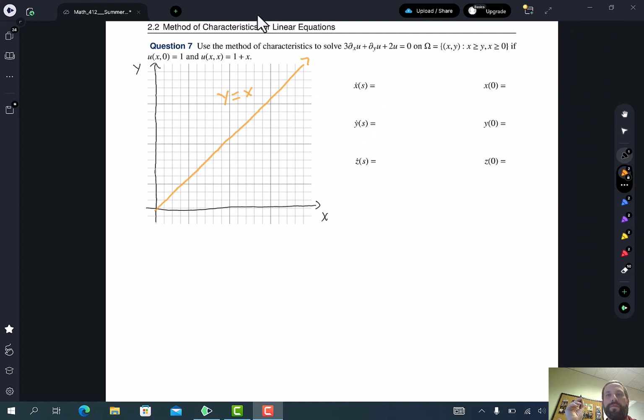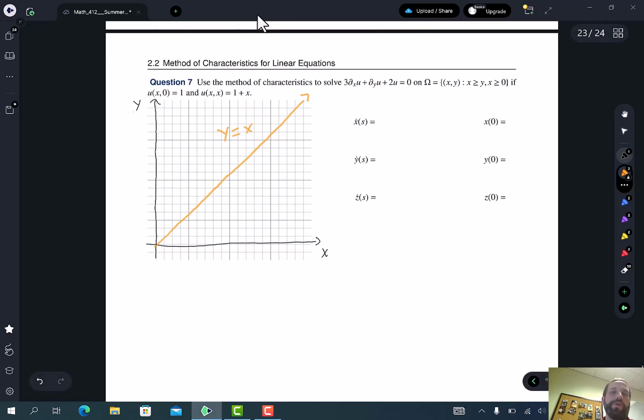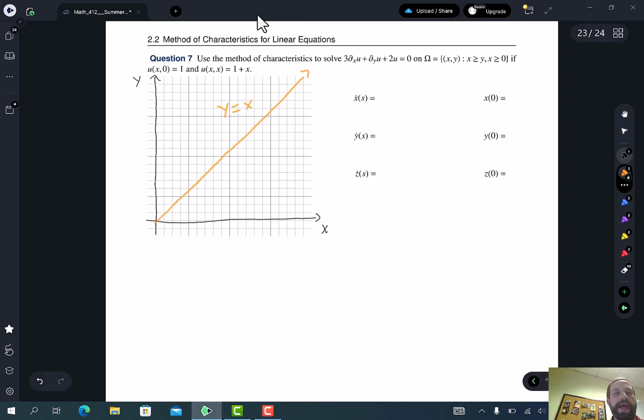And what is our information? Well, we know u of x, x is equal to 1. So on this line, we know u is equal to 1 plus x, and we know it's equal to 1 on this line. So actually, this is the Cauchy curve. Okay, and so this will be similar to the previous problem.